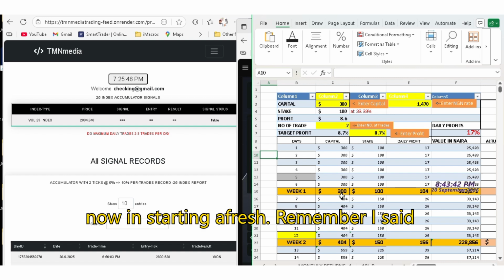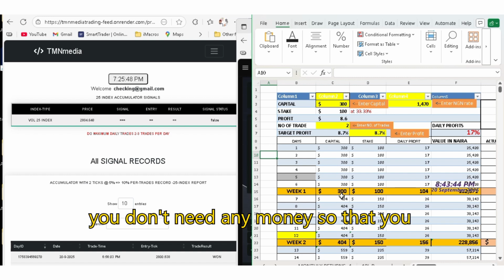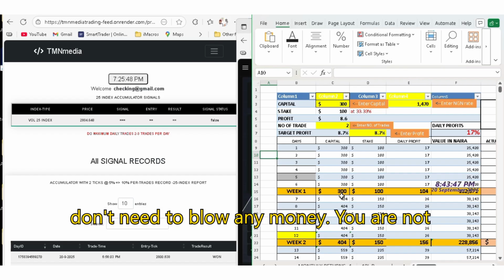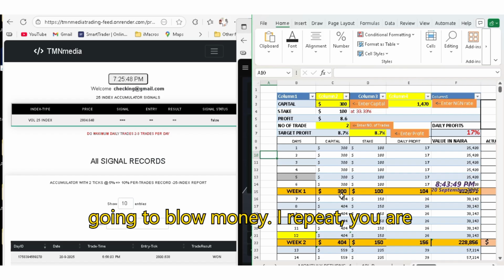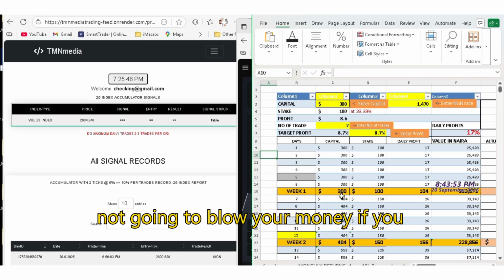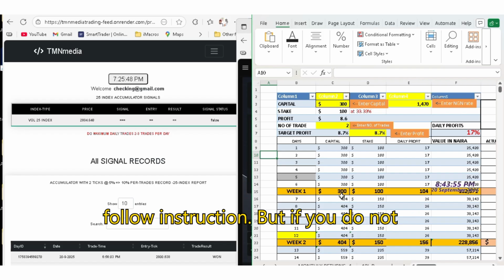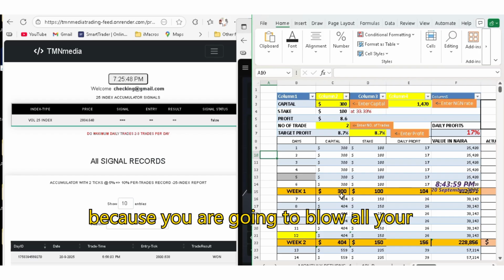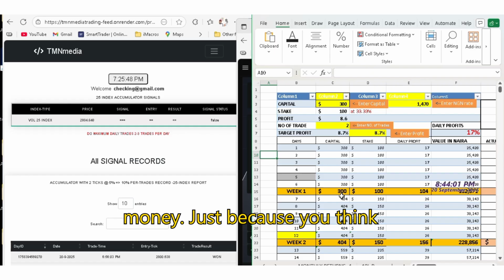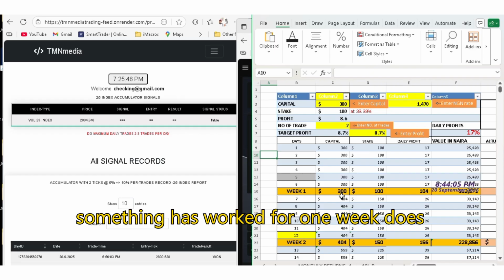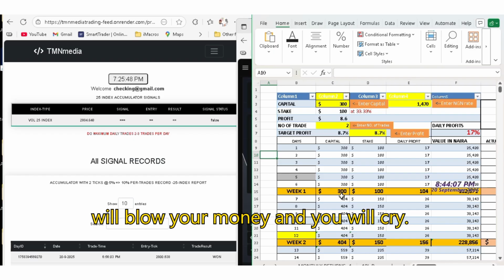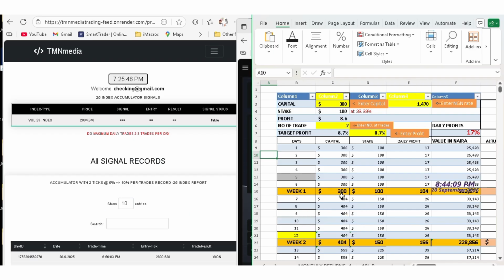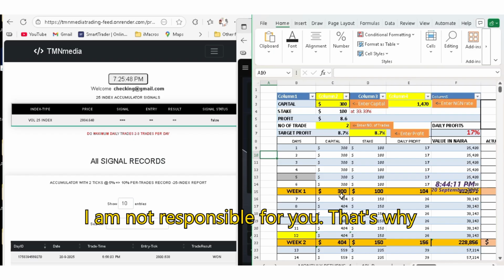Remember I said you don't need any money, so you don't need to blow any money. I repeat, you are not going to blow your money if you follow instruction. But if you do not follow instruction, don't even bother, because you are going to blow all your money. Just because you think something has worked for 1 week does not mean it's going to work forever. You will blow your money and you will cry. I am not responsible for you.